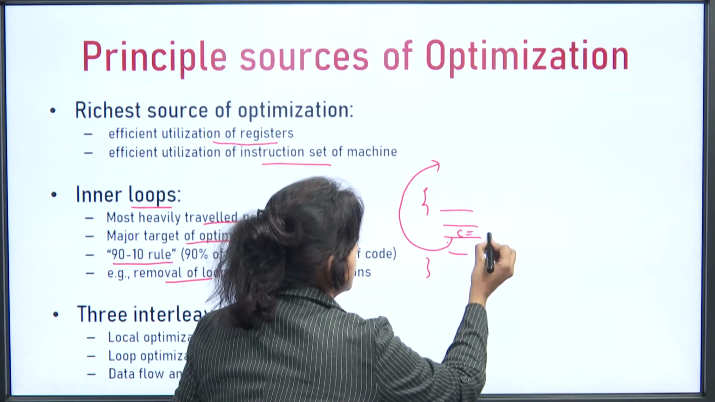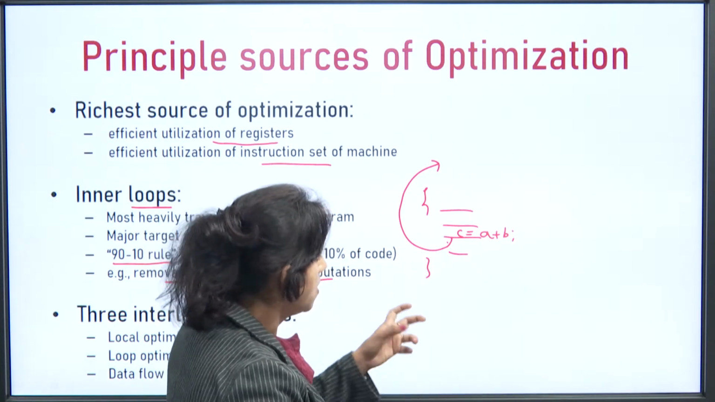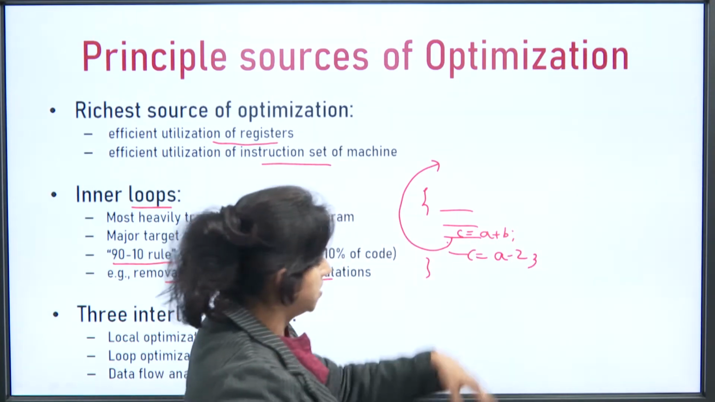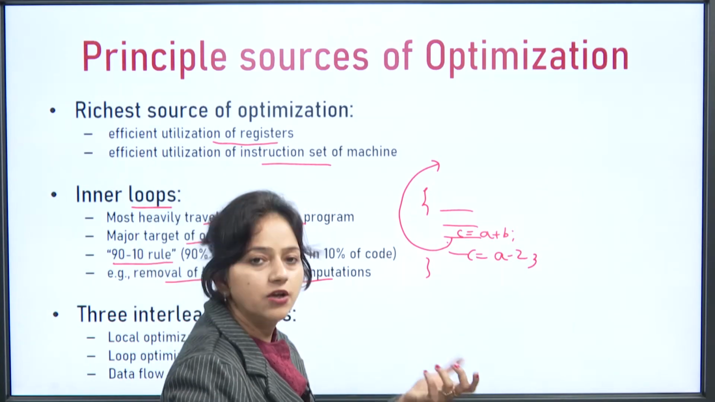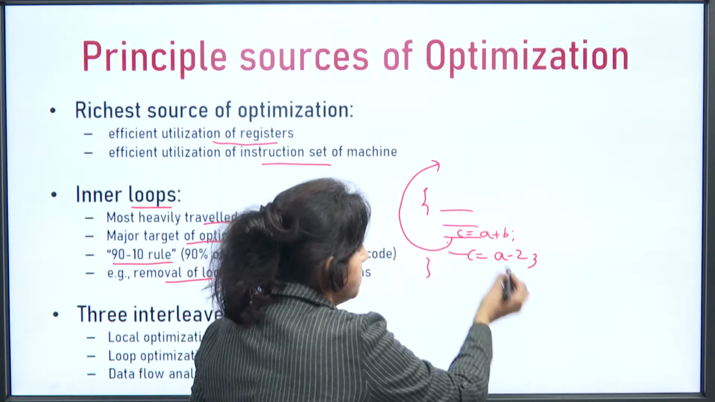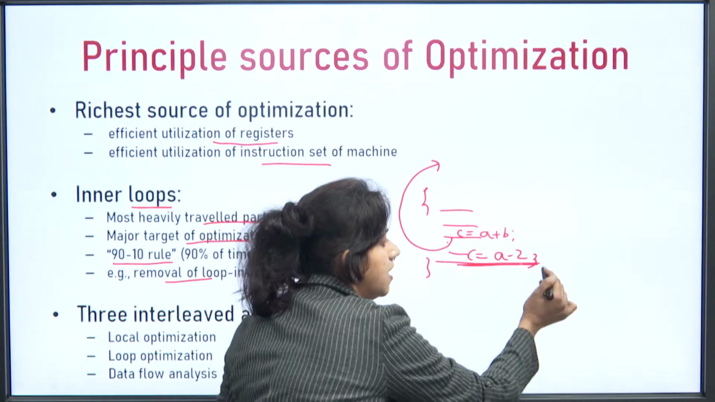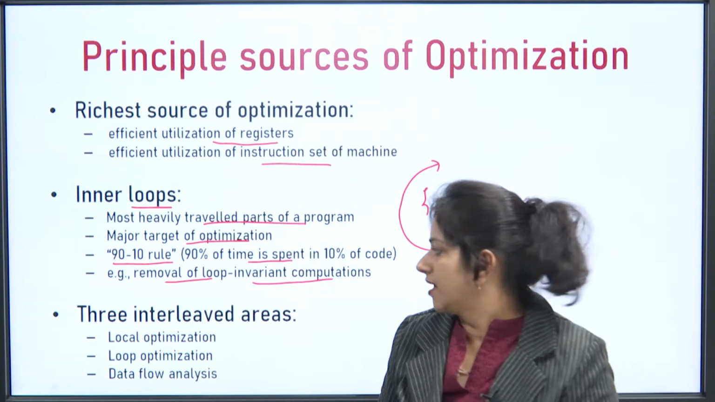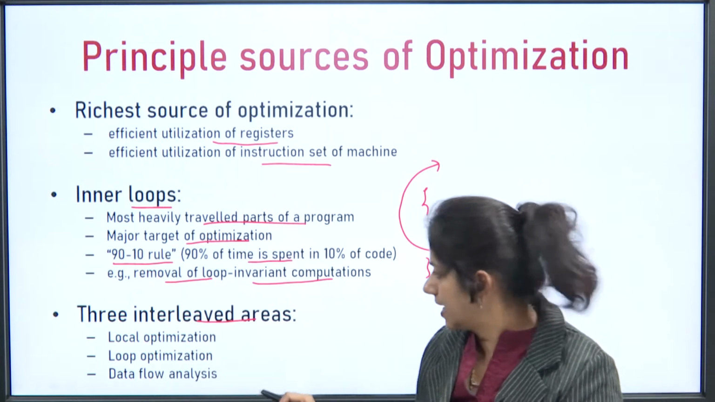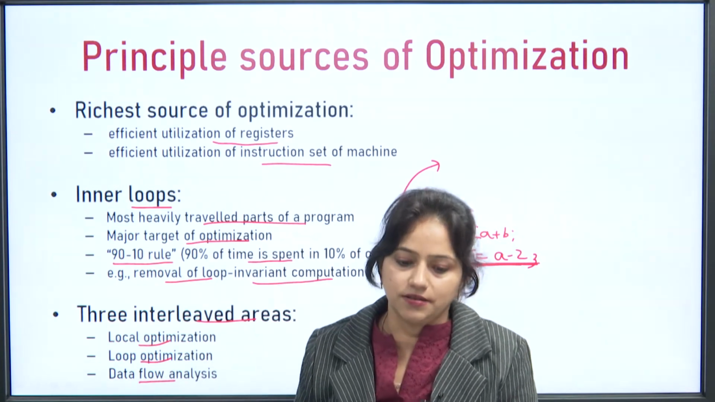Suppose there is C is equal to A plus B as the computation, or suppose C is equal to A minus 2, and A is not changing inside the loop, so every time the value of C is constant. So, we can keep this A minus 2 outside the loop. If we keep it inside the loop, then every time the loop executes, this computation will be done every time. So, we can keep it outside the loop. Now, there are 3 interleaved areas: local optimization, loop optimization and data flow analysis.